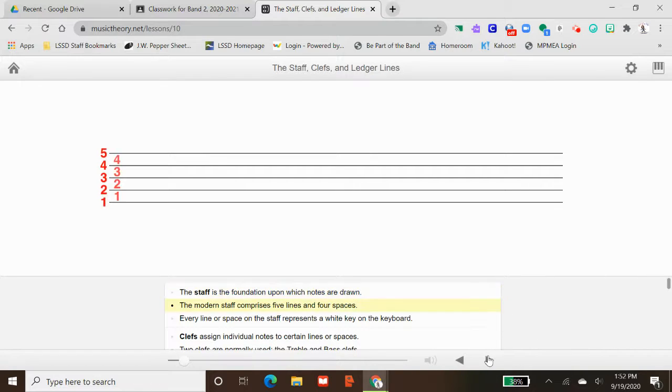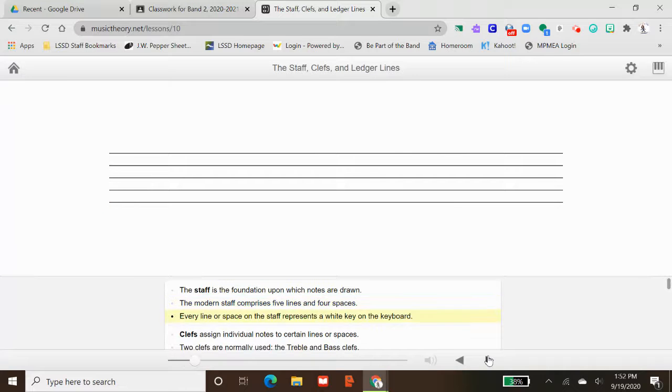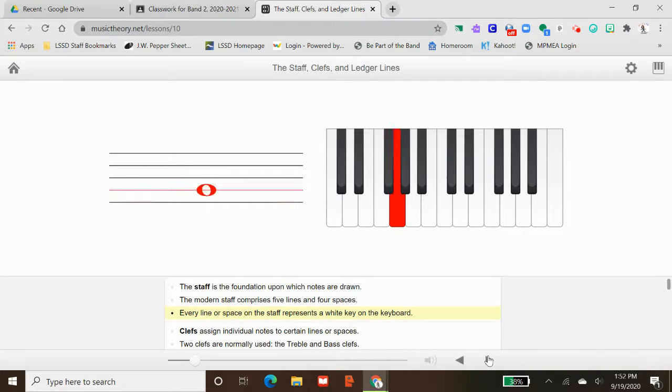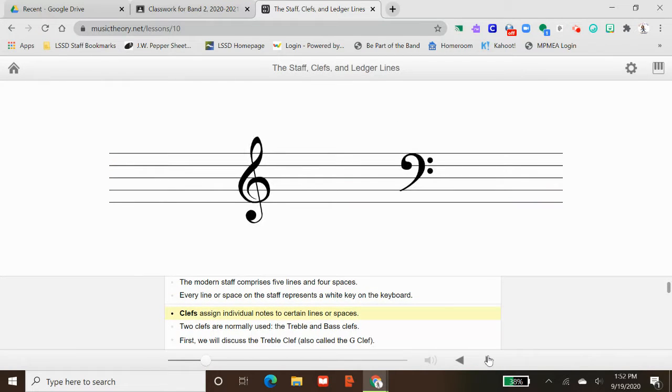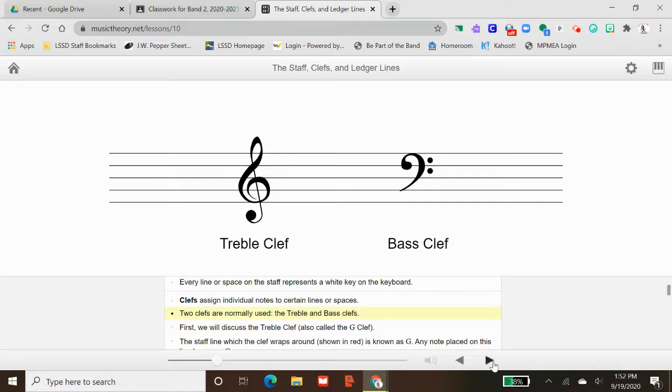And it's 5 lines and 4 spaces. We count from bottom to top. The spaces are in between the lines. And every line or space represents a note on the keyboard. So you can see as the notes go up, we go up the keyboard. Okay. We use clefs to assign individual notes to certain lines and spaces. So treble clef for the higher pitched notes, bass clef for the lower pitched notes, right?